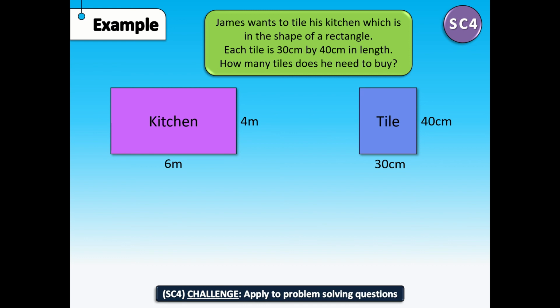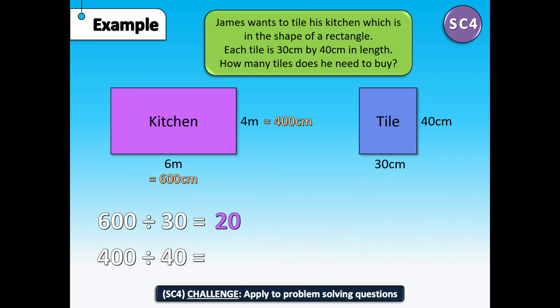So we need to think about the length of the kitchen in centimeters. And then we need to see how many tiles will fit along the base of the kitchen. So we do 600 divided by 30. So we need 20 tiles that will fit along the length of the kitchen. And then 10 tiles that will fit along the width of the kitchen. So we need 20 tiles along the length and 10 tiles along the width. So that's 200 tiles that we'll need.